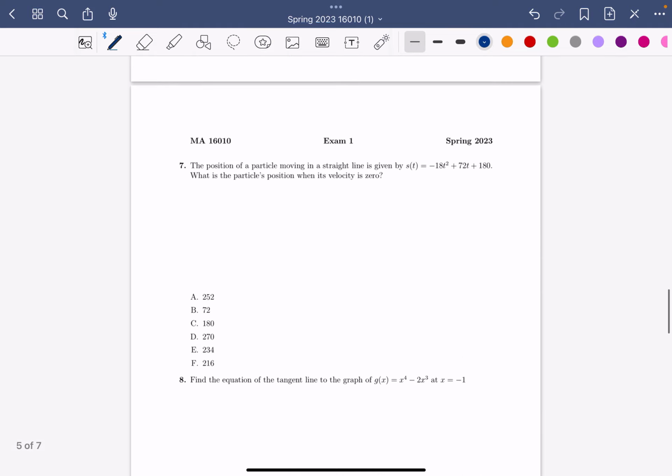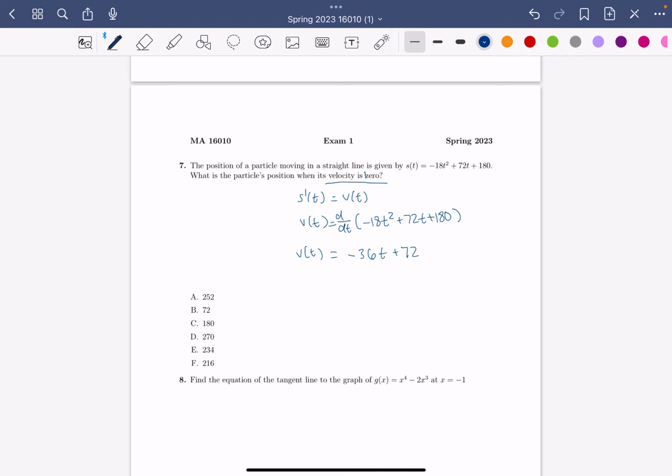Number 7. The position of a particle moving in a straight line is given by s(t) = -18t² + 72t + 180. What is the particle's position when its velocity is 0? So we need to find the velocity. As you may know, s'(t) equals the velocity. So let's find the velocity by taking the derivative of s(t), which is -18t² + 72t + 180. We would find that the derivative, or the velocity, would be -36t + 72.